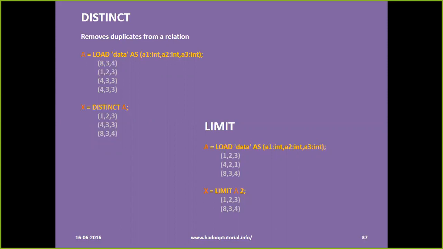Next, DISTINCT, same as your SQL DISTINCT. DISTINCT A means it will remove the duplicate records. So 8, 3, 4, 1, 2, 3, 4, 3, 3, 4, 3. If I apply DISTINCT A, I will get 4, 3, 3 only once.